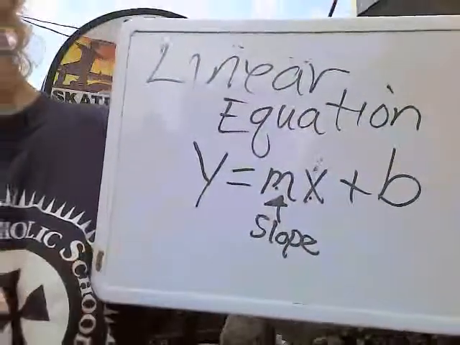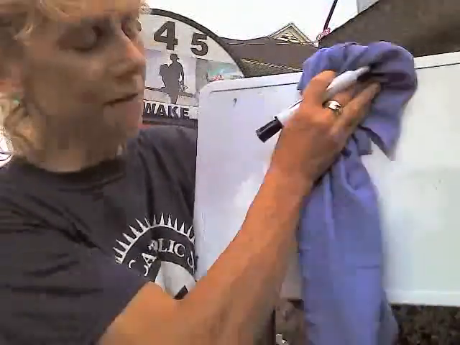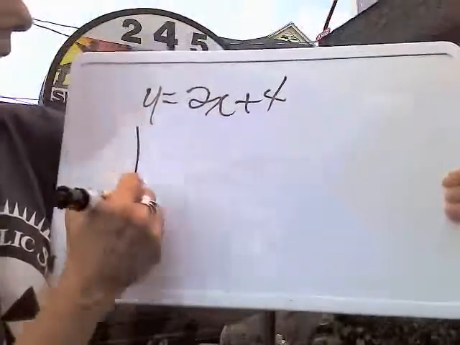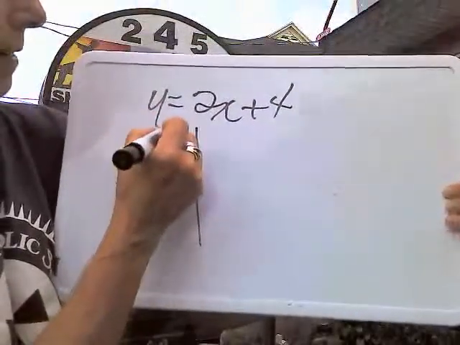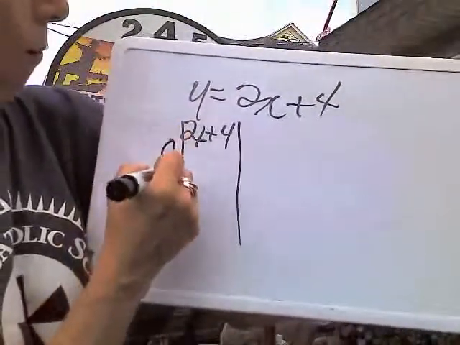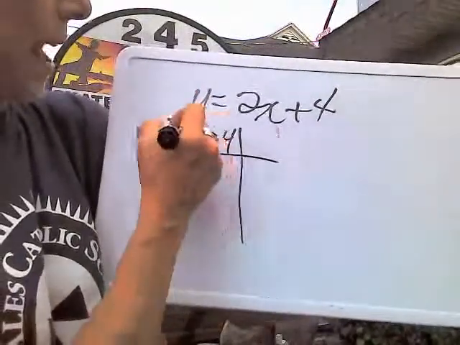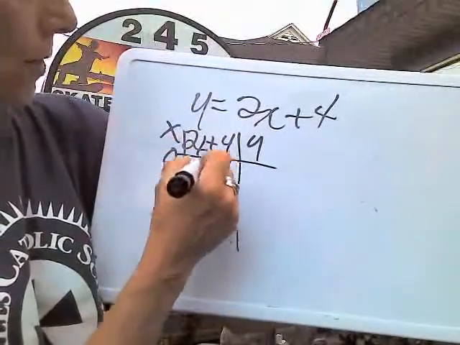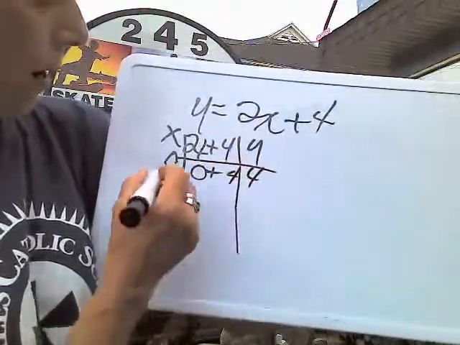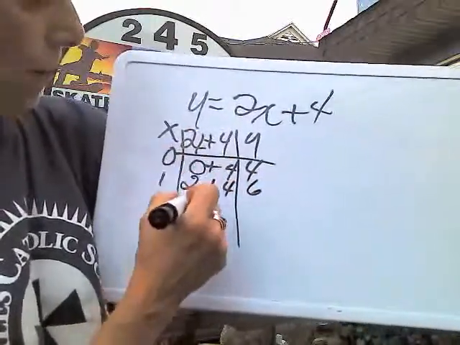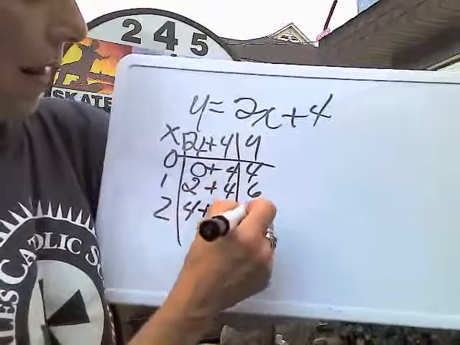So let's see if we can figure this out. If I had an equation like this, y equals 2x plus 4, and I wanted to plot it, I can start by using a table and picking 0, 1, and 2. Here's my x, I'm going to get my y. So 2 times 0 is 0, plus 4 is 4. 2 times 1 is 2, plus 4 is 6. 2 times 2 is 4, plus 4 is 8.